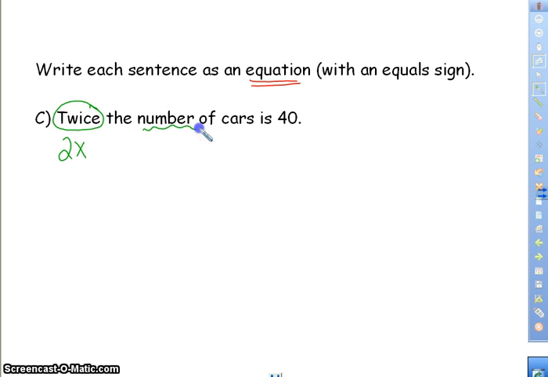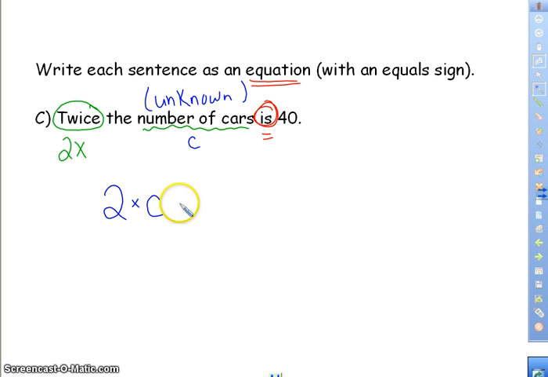Do I know what the number of cars is? No, I do not. This is my unknown. So I'm going to give that a variable, and I'm going to choose C because it's cars. Then I have this word is, and if you remember, is means equal to 40. So let's go ahead and try to write out our equation. So I have twice the number of cars, so I'm going to put 2 times the number of cars, which is C, is, which is equals 40.